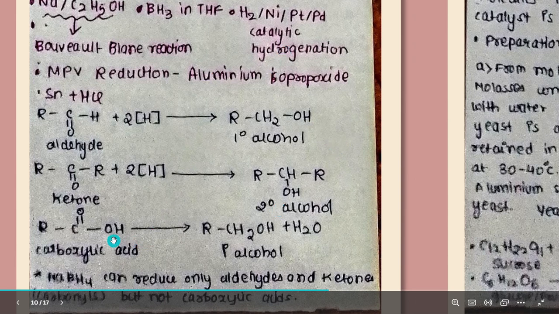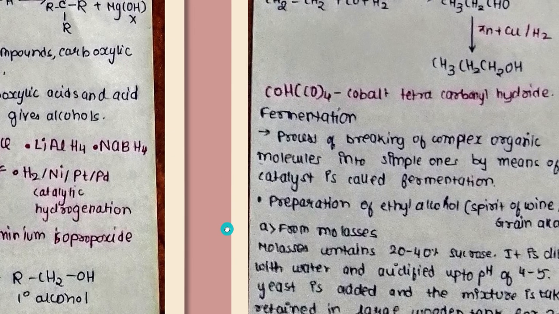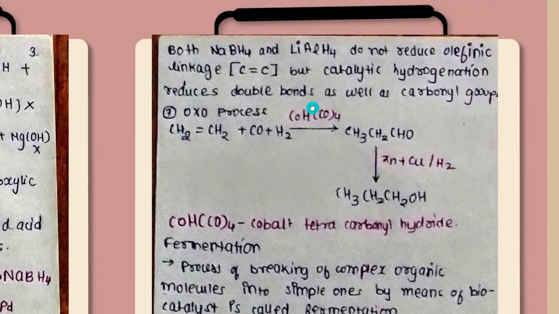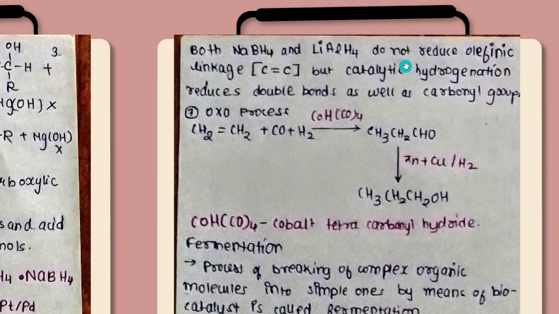It cannot reduce carboxylic acids. Both NaBH4 and LiAlH4 do not reduce olefinic linkage. That is, they do not reduce carbon-carbon double bonds. They will only reduce if there is an aldehyde or ketonic group. They do not reduce a CH2 double bond or any carbon-carbon double bond.